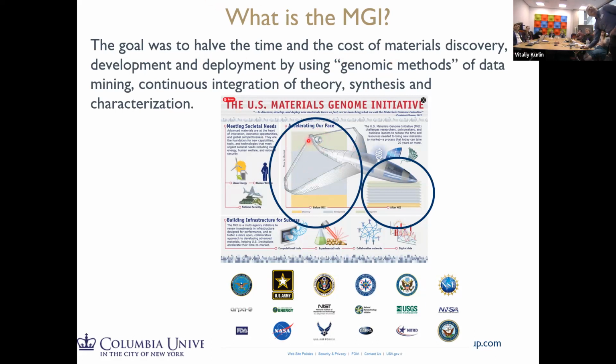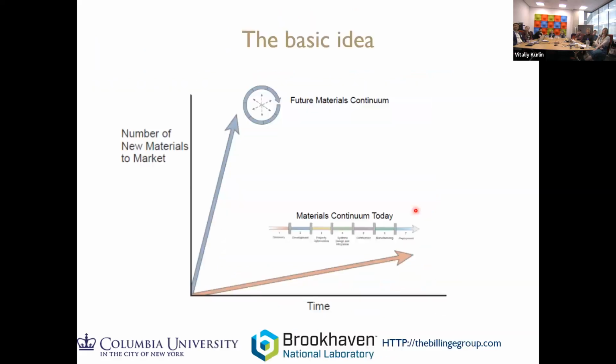It's a little bit hard to see, but behind here there's accelerating our pace, and here's time to market. This is before MGI, like this, and then after MGI, it's going to go like that. And this is another way of plotting it. You've got a time axis and a number of new materials to market, and this is the old way of doing it, and this is a new way of doing it. So this is what materials genomics is. It's actually got nothing to do with materials having a genome.